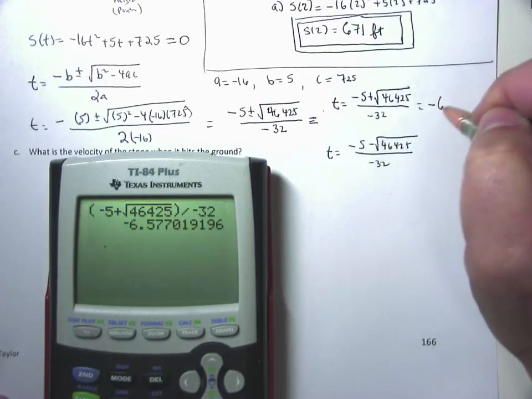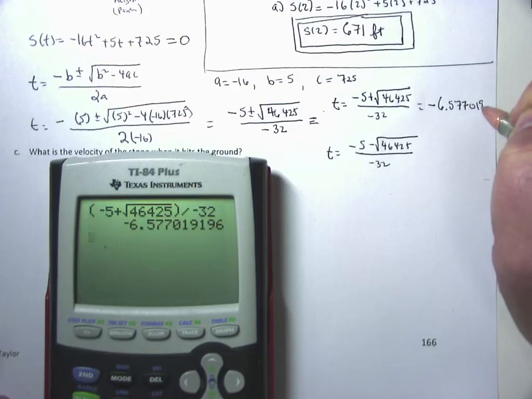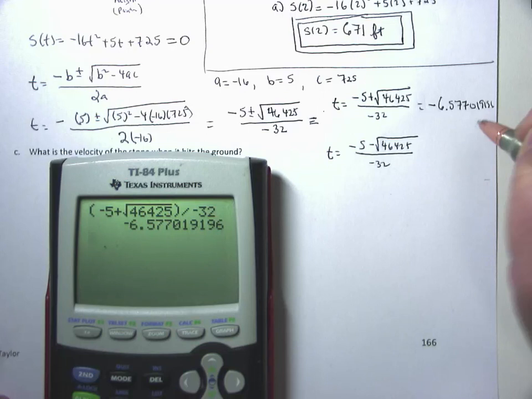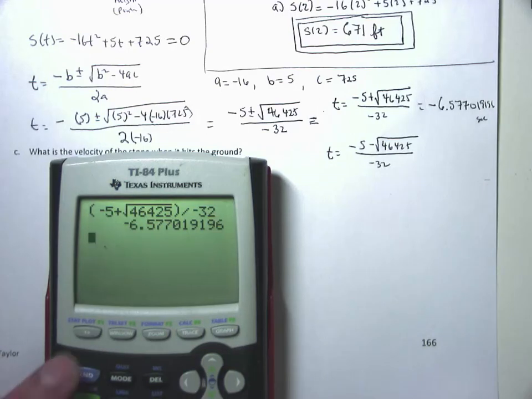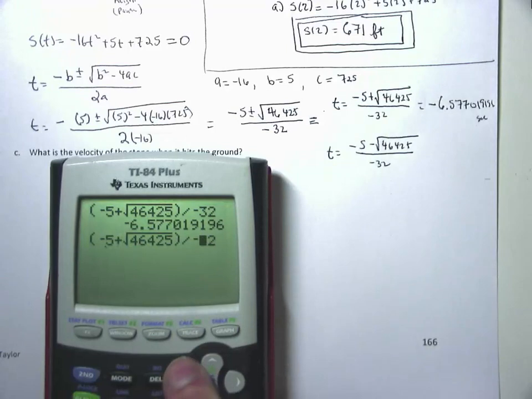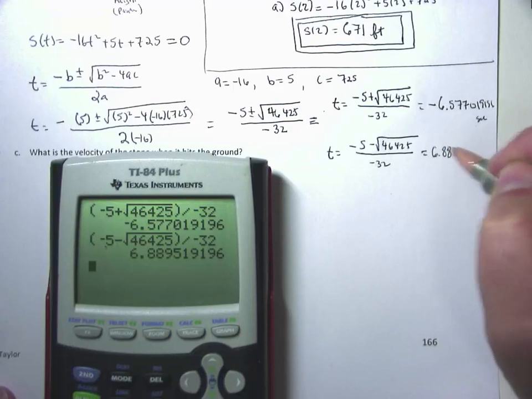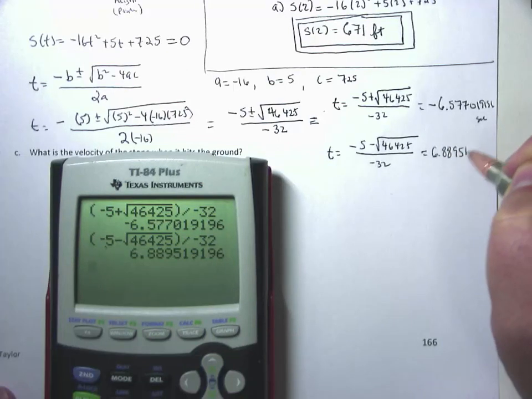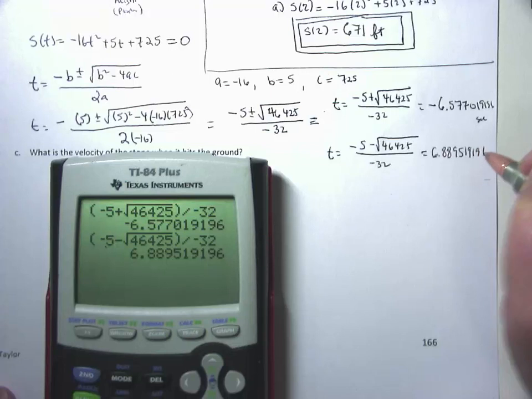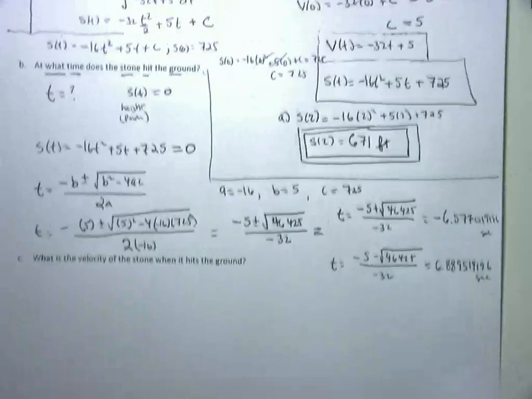I got negative 6.577019196 seconds. And then all I'm going to do is recall this thing down. It's the same thing except change the plus to a minus, and I get 6.8895191196 seconds. What's the answer?